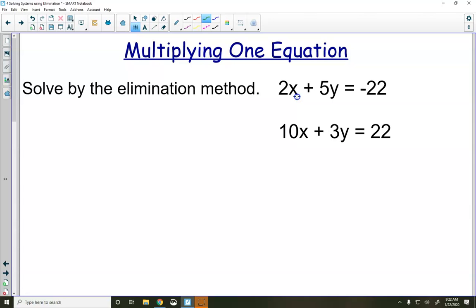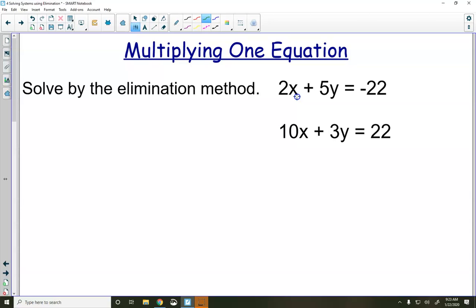So if I look at the y's, can I get 5 to be 3? Not easily, right? Can I get 3 to be 5? Not that easily, right? It's possible, but it wouldn't be fun. Can I get 10 to be 2? Divided by 5, right? Can I get 2 to be 10? That's probably the easiest. We're looking for something that we can multiply to get to be the other number.